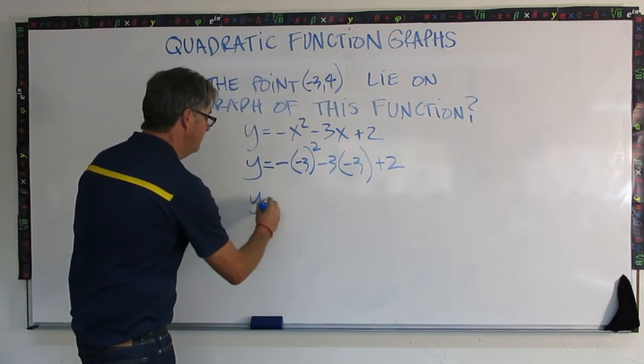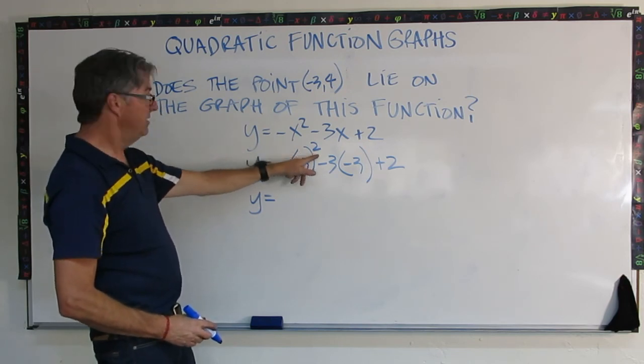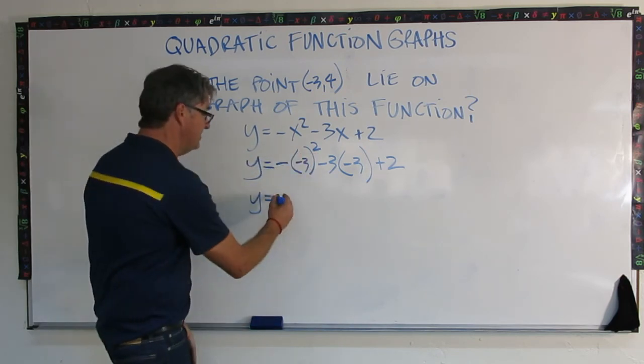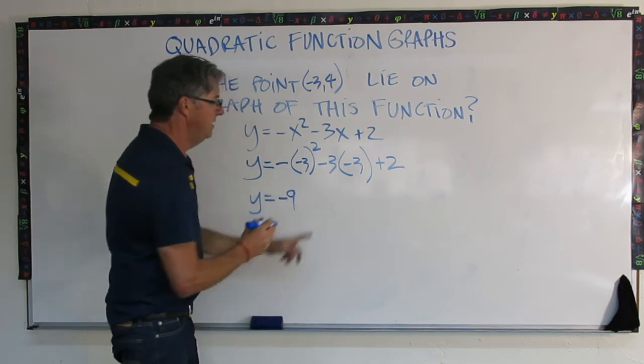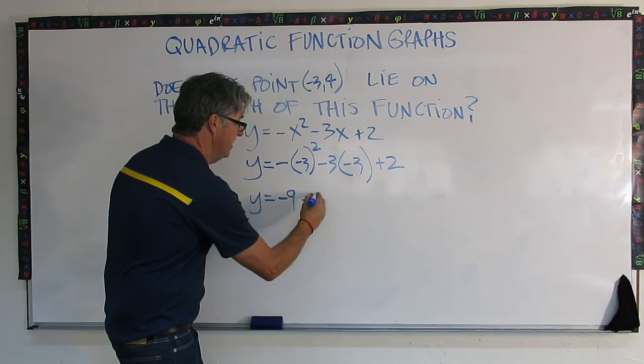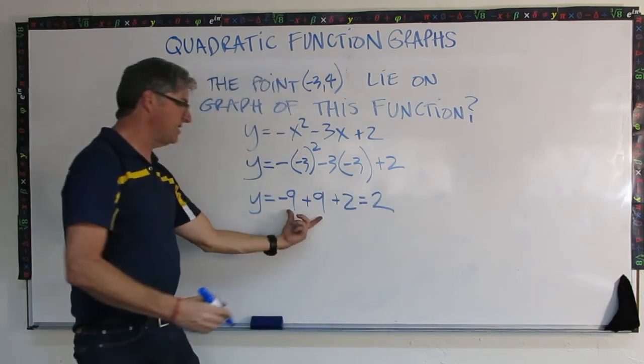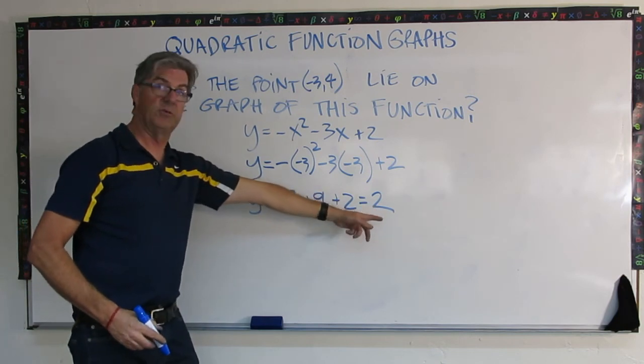Let's continue. -3 squared is +9. Then that minus comes in and makes it -9. -3 times -3 is +9. -9 plus 9 plus 2. This is going to give us 2. The 9's obviously cancel out, and we're left with 2.